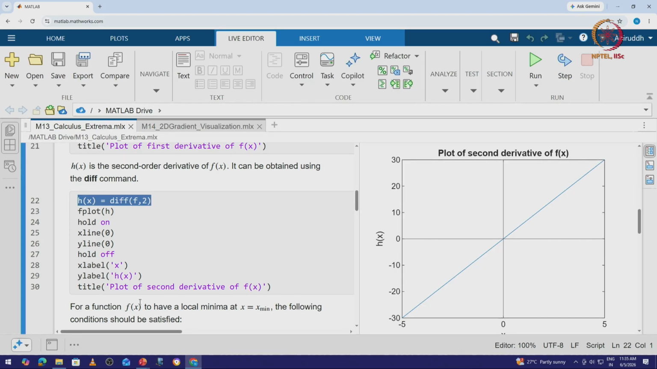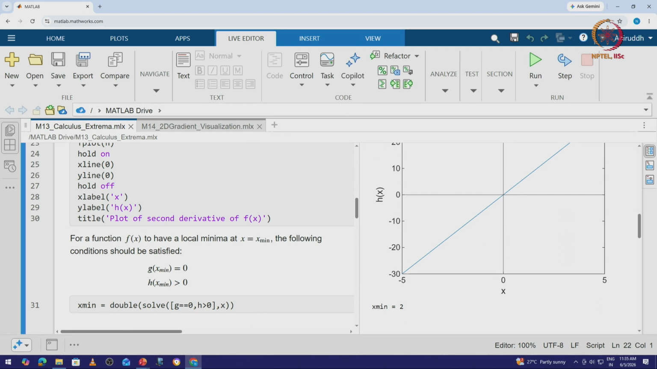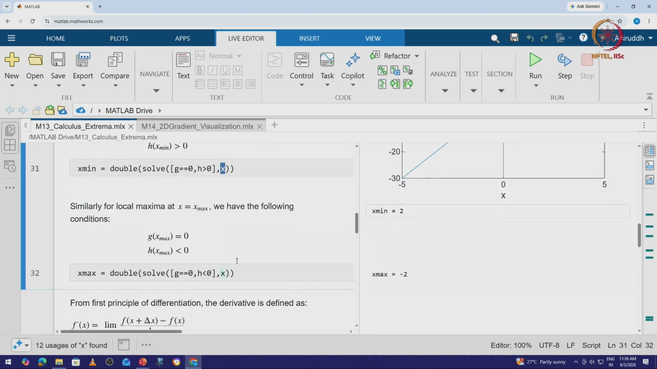Now for a function f of x to have a local minima at x minimum, the following constraints should be satisfied. g of x minimum is equal to 0 and h of x minimum is a positive number. Hence we try to get x minimum using the MATLAB syntax double, which will specify the floating values. Solve g equals 0, which is essentially 3x square minus 12, and h should be positive, so 6x greater than 0. Solve both equations for the variable x itself.